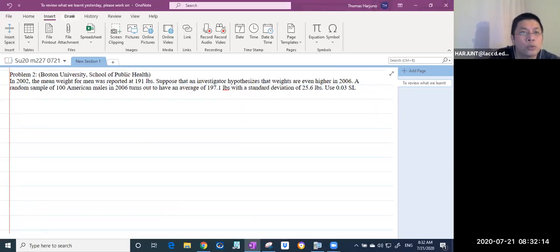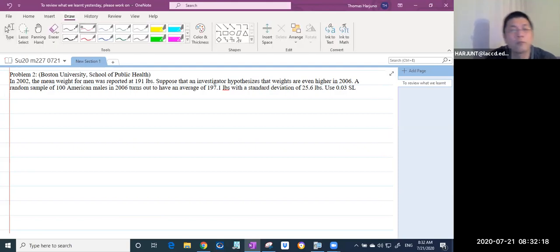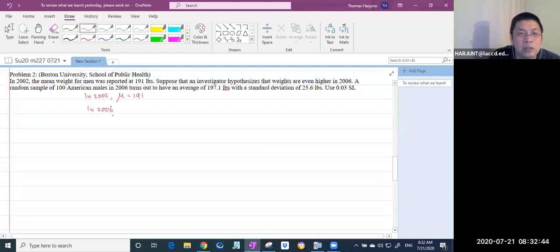In 2002, so this is a Boston University School of Public Health problem. In 2002, the mean weight of men was reported to be 191. Now, suppose that an investigator hypothesizes that weights are even higher in 2006. So in 2006, they expect it already increased. A random sample of 100 American males in 2006 turns out to have an average of 197.1 pounds. So X bar 100 equals 197.1 pounds with a standard deviation of 25.6 pounds.